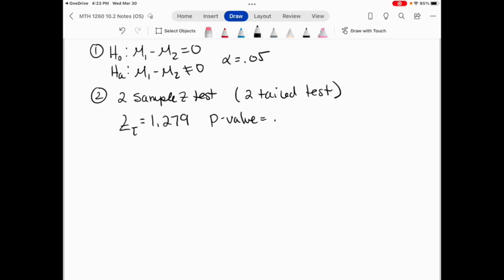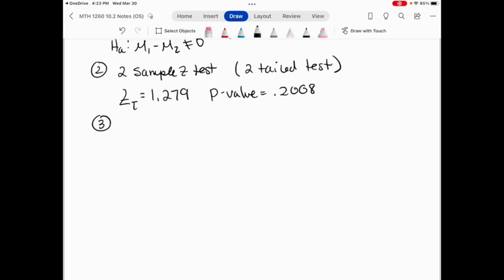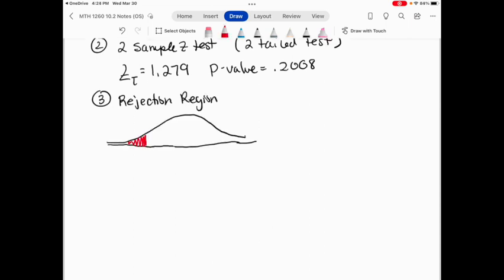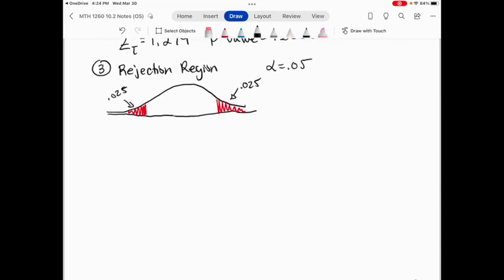So you should get that your test statistic is 1.279 and your p-value is 0.2008. So we're going to do our rejection region. And since this is a two-tailed test, I'm going to split my alpha in 2. My alpha is 0.05, which means these areas here should be 0.025 and 0.025.